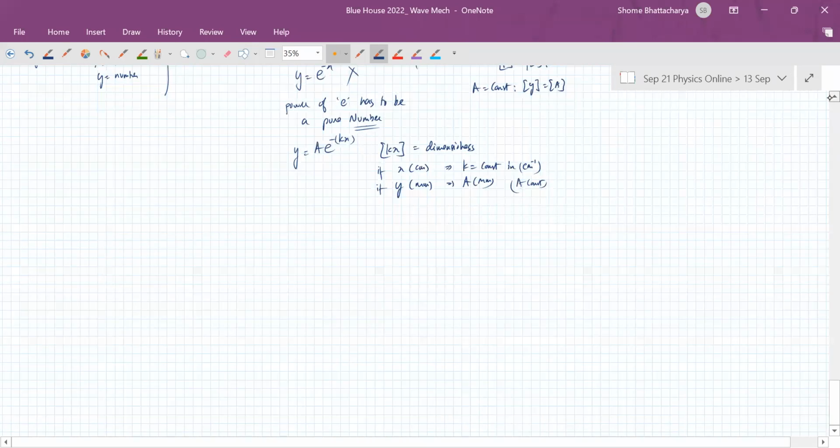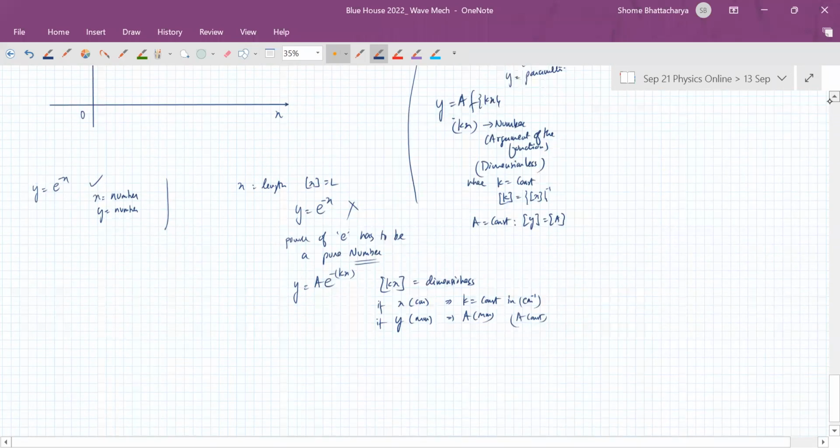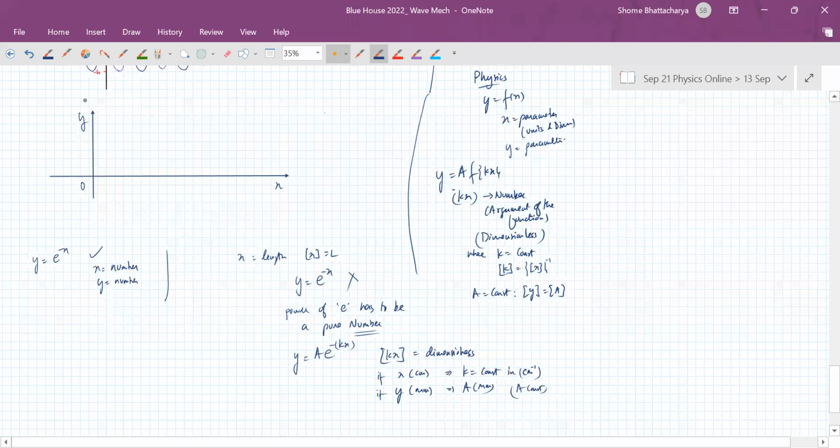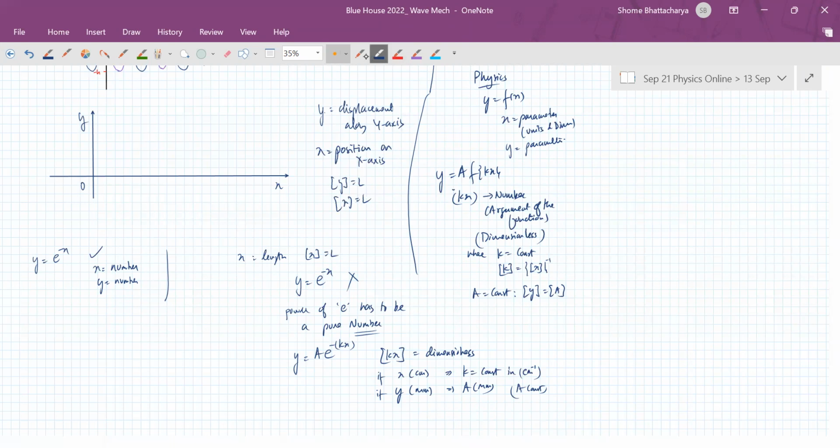So when we write a physics equation such that you're representing displacement along the y-axis, suppose here y is displacement along the y-axis, and x is the position on the x-axis. So both are having dimension of length. Then we cannot represent it as a function like that. We have to represent y as something like this. The argument of the function has to be k into x, where k is a constant. So suppose that is like this.